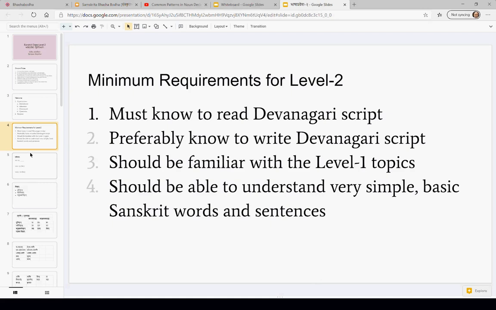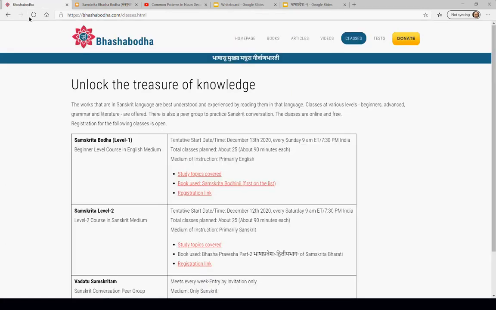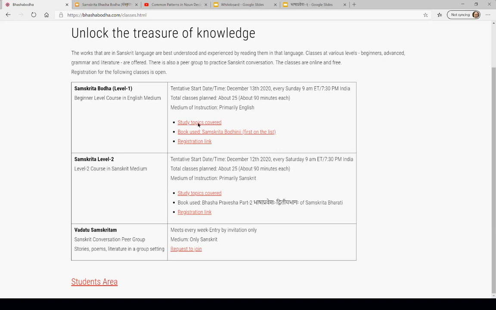Now, level 1 and level 2 topics, what are they? So what are these topics? There is one website which is dedicated for these classes. It is bhashabodha.com. If you go to this website, to the classes link here, there is a class list, and there are study topics covered. So what are the level 1 study topics? What are the level 2 study topics? You can check them out here.